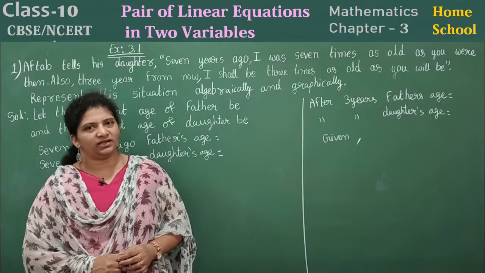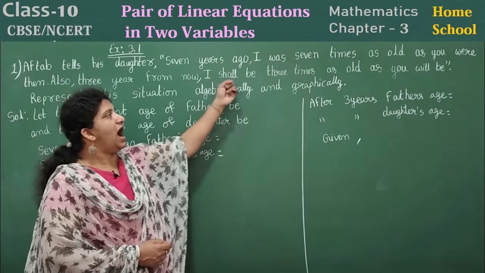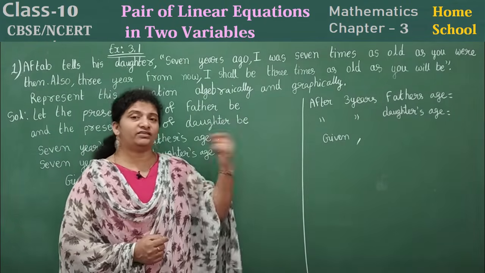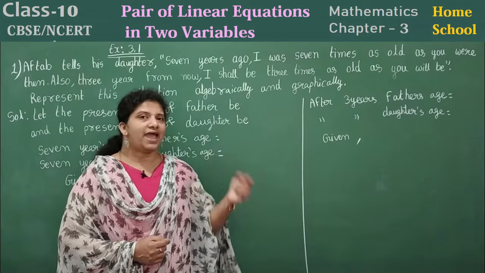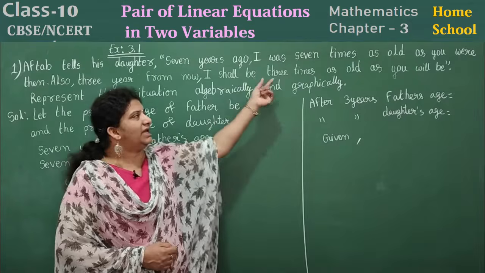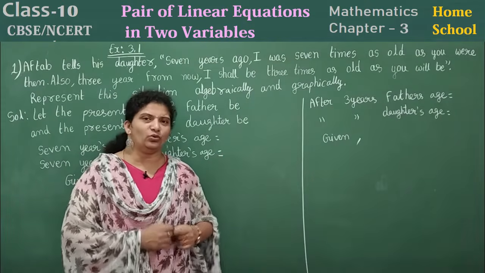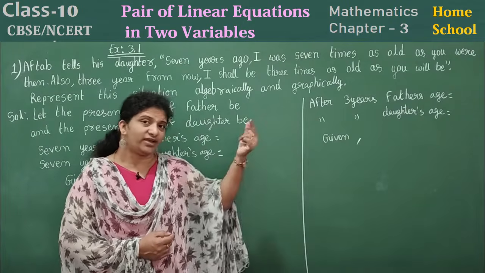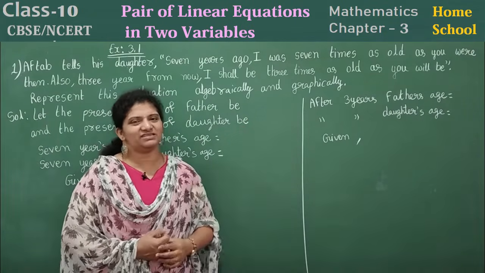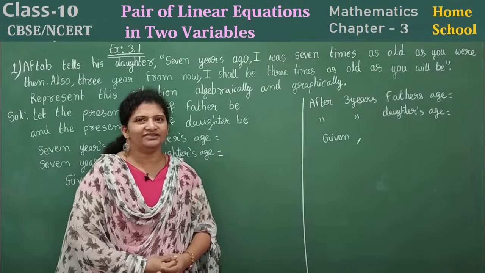What is the statement here? Again, we need to frame the equation. I should be, I, Aftab. After 3 years, what is his age? X plus 3 is equal to 3 times as old as you. 3 into, what is the daughter's age after 3 years? Y plus 3. 3 into Y plus 3. So, with that, one more equation we are going to get.